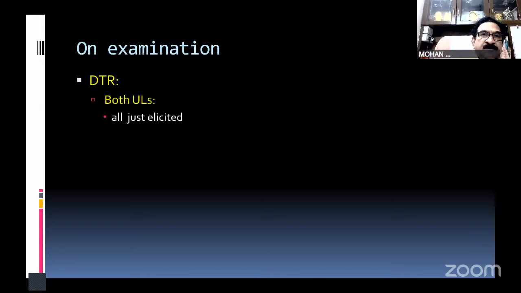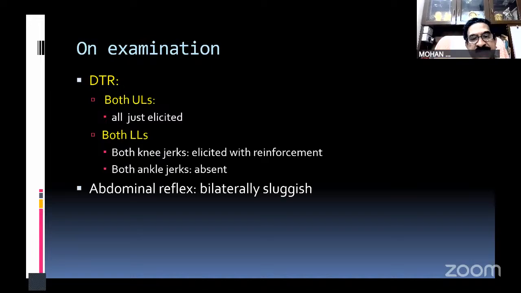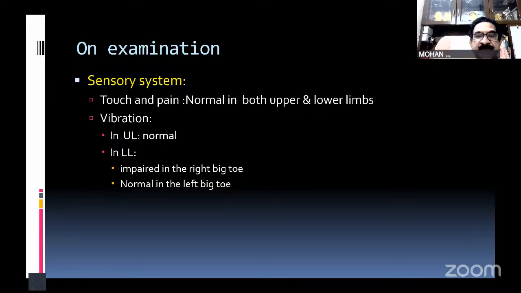Reflexes: both upper limbs all just elicited. Lower limb: both knee jerks elicited with reinforcement. Ankle jerks were absent. Abdominal reflex bilaterally sluggish. Plantar both flexor. Pinprick normal. Vibration in upper limb normal. Lower limb impaired in the right big toe, normal in the left big toe. JPS impaired in both toes.